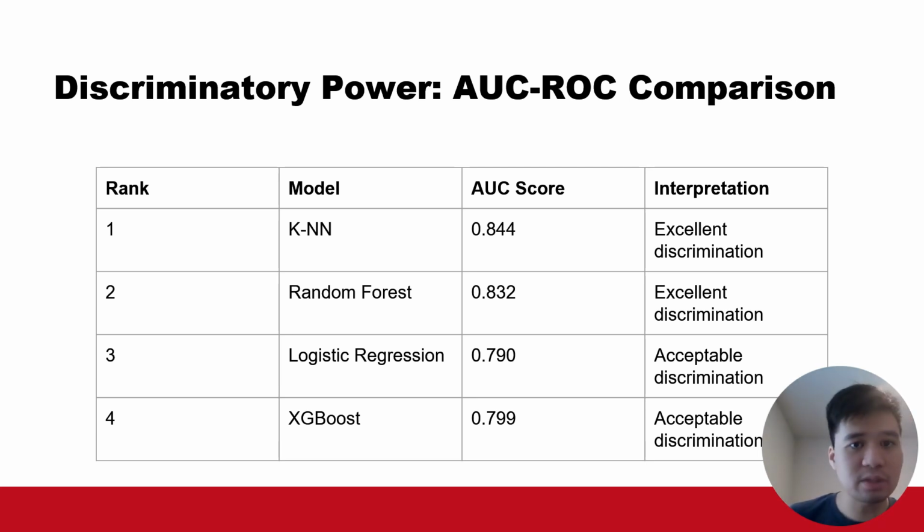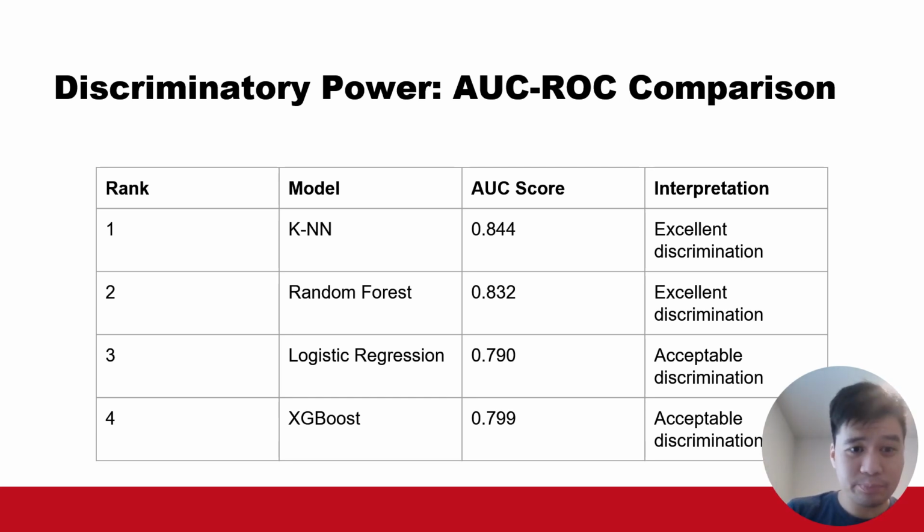The ROC curves themselves, which I included in Appendix C, plot the true positive rate versus false positive rate across different threshold settings. The KNN's curve stays closest to the top left. Actually, I'm going to go over that later.